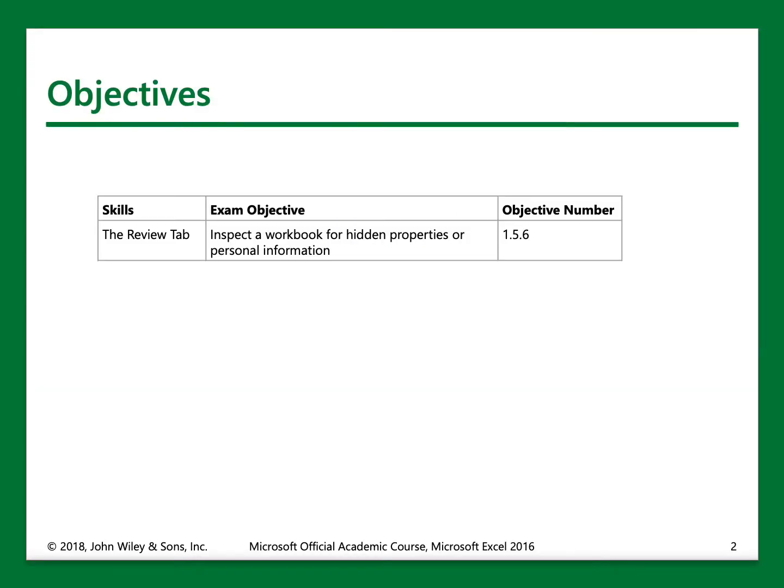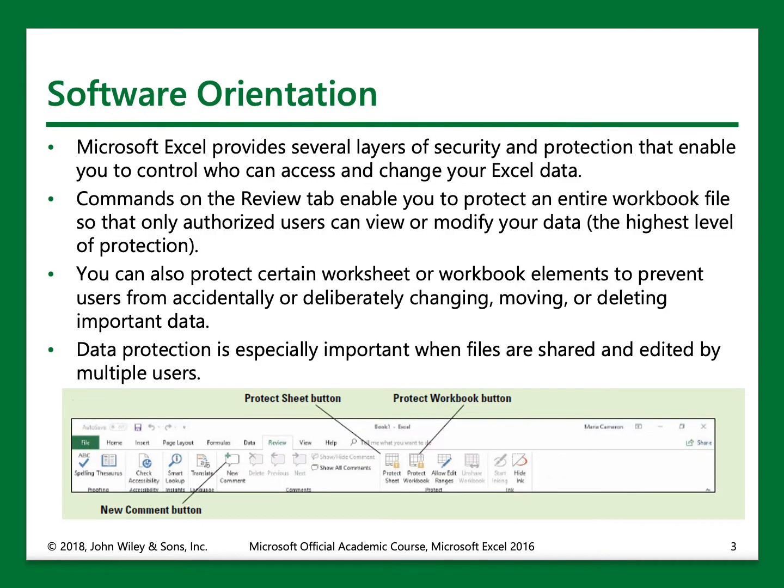So naturally the objectives are about inspecting workbooks for hidden properties or personal information. In terms of where we're working today, we're going to be looking at the Review tab, in particular things on the right hand element of that, in terms of not just comments but also securing the workbook. It's particularly important given the whole data protection issues, GDPR situation, that we need to make sure personal information and data is treated appropriately.